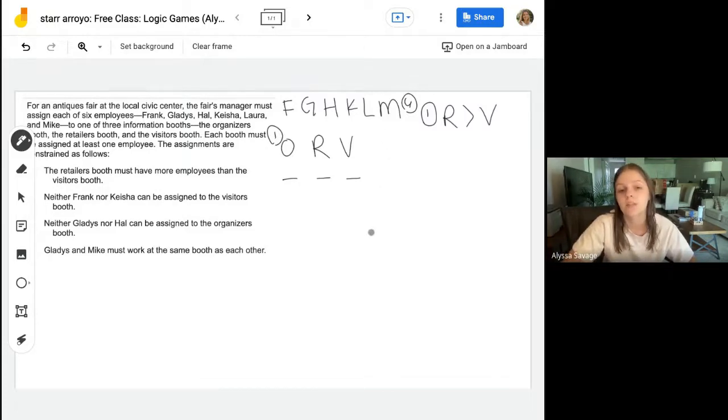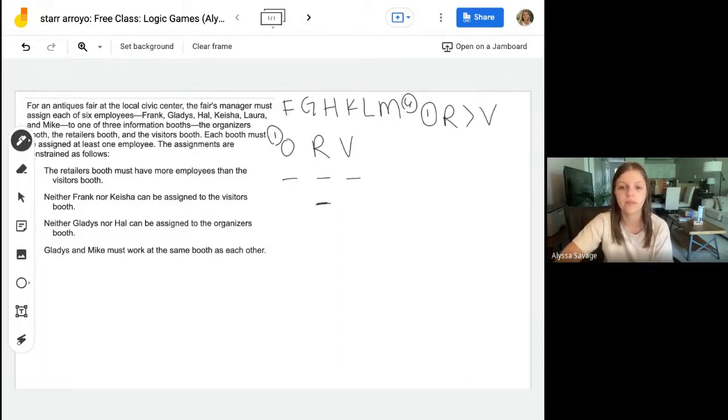But one of the things that we can do right now is immediately put in another slot under R, because all of them have to have at least 1. And if the retailer booth has to have more than the visitor, that means automatically they have to have 2 regardless of where we place them, because visitors has to have 1. So I'll just put that dash under there. This is our base diagram. Regardless of what happens, we have to have these set amounts in our groups.